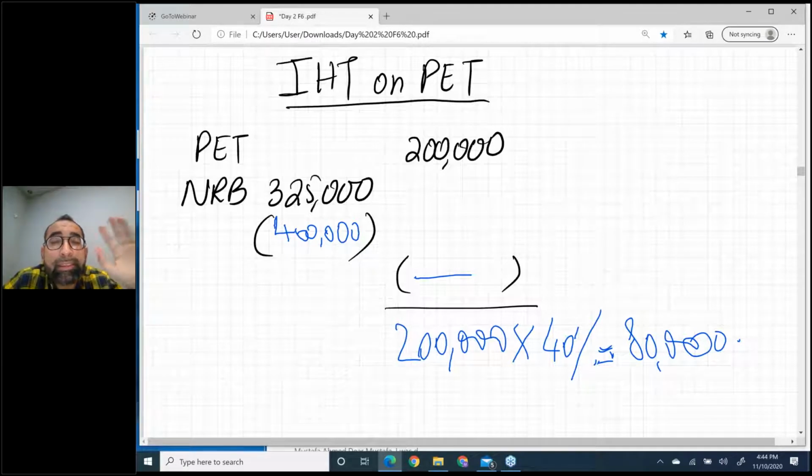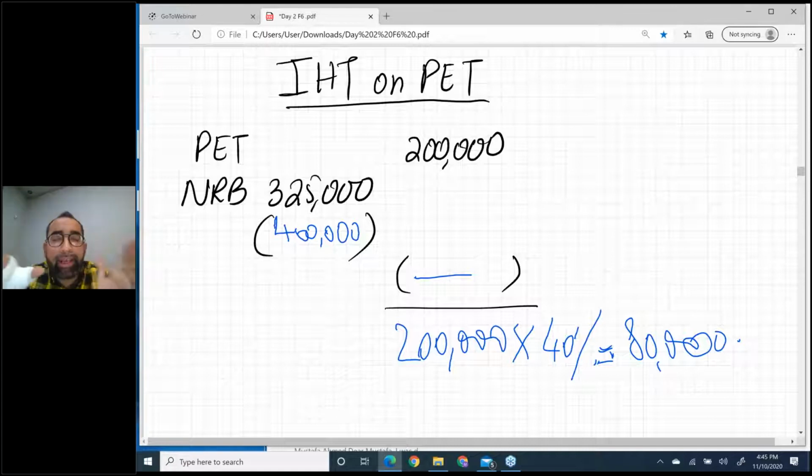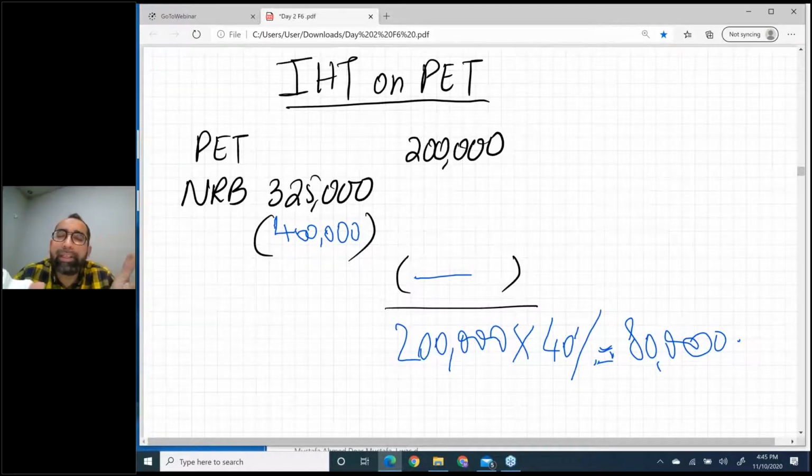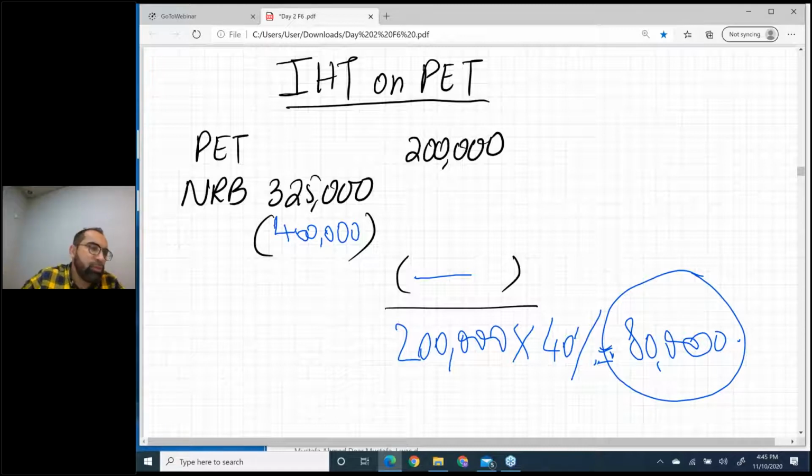Now, sir, you forgot one thing. Oh, what? You forgot taper relief. My dear student, okay, let's try taper relief, but don't forget the wordings. For taper relief, always count the gap between date of gift and date of death. So date of gift was 1st August 18. August 18 to August 19, not even August 20. So he died before 3 years. So there is no taper relief. So this is your full and final tax. This is your IHT on PET, full and final tax.